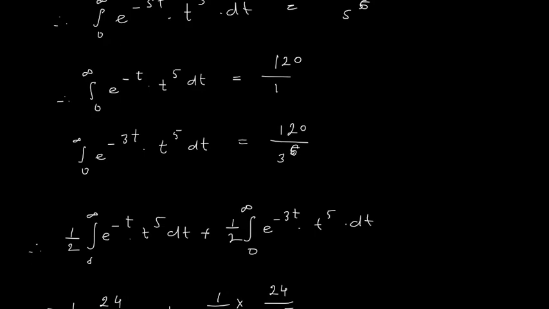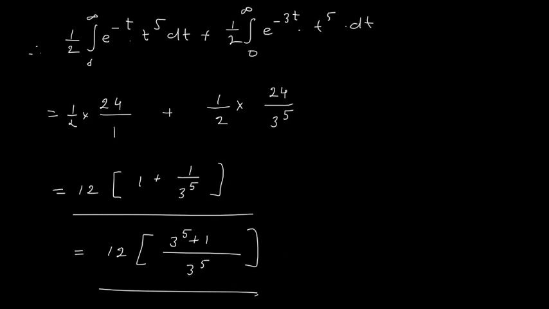So here it is 120, here it is 120, here 120 divided by 2 I will get 60, and here in place of 3 power 5 we get 3 power 6. Okay, so it is always better to recollect the formula. It is 120 divided by 1, this is 120 divided by 3 power 6.